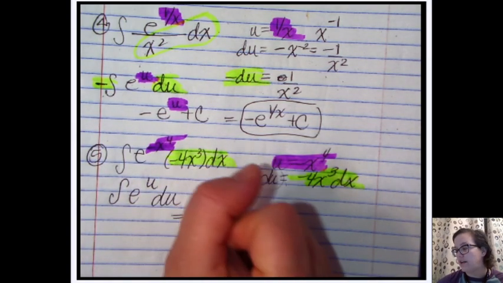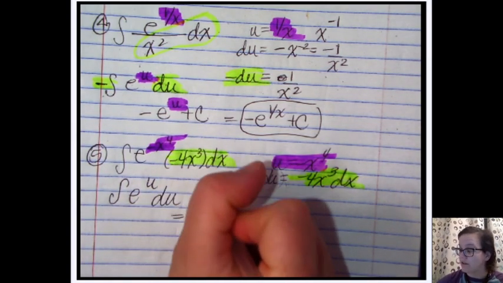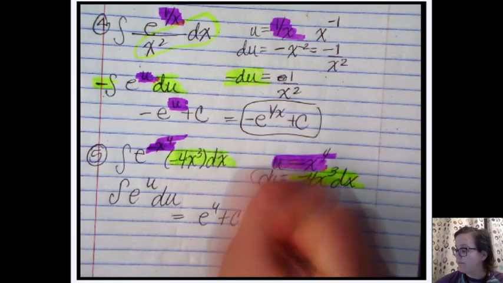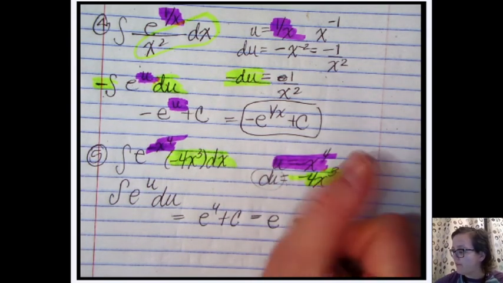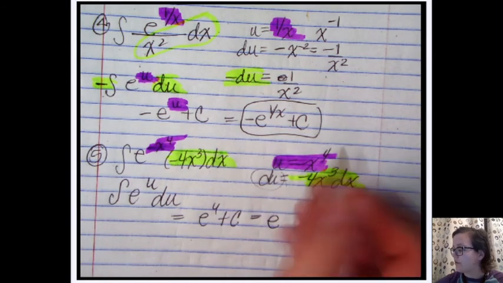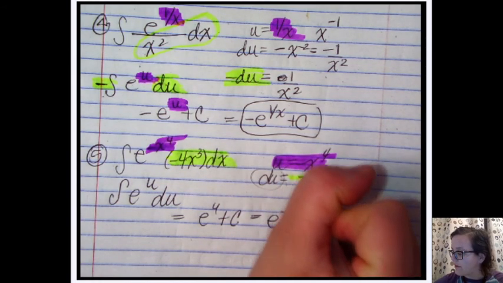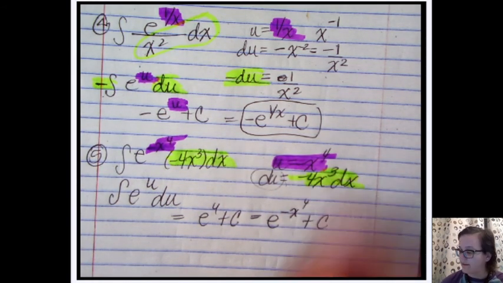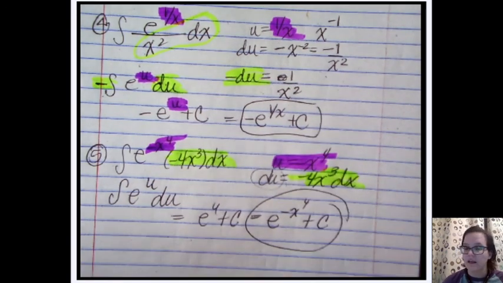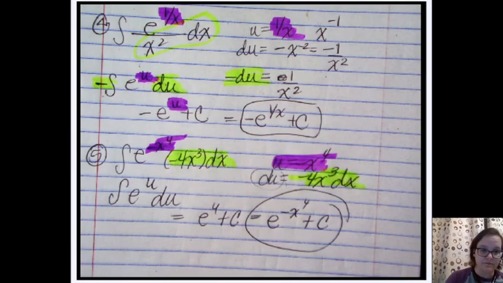which the integral of e to the u du is just e to the u plus c. Then if we replace u, we have e to the negative x to the 4th plus c. And so that is how you integrate exponential functions.